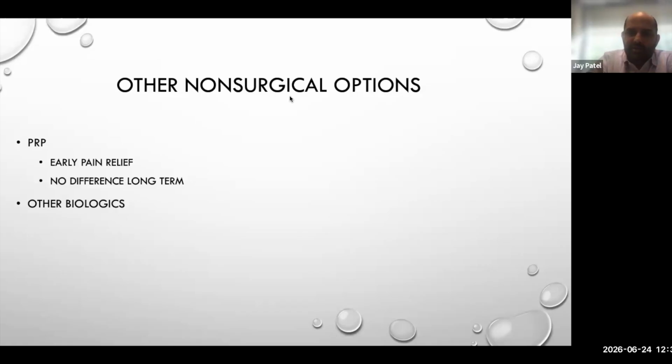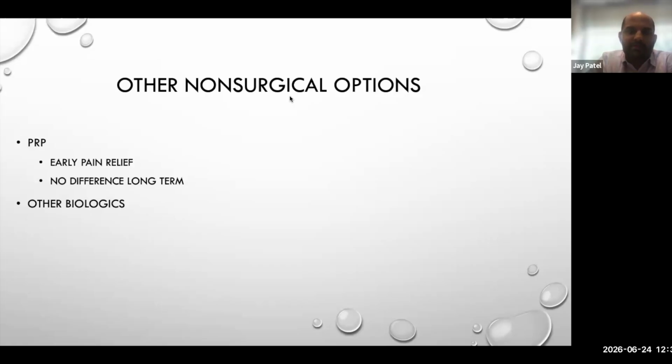There is very little literature supporting PRP injections for ankle ligament injuries. There's some early pain relief. They compared PRP injections versus immobilization and rehab. They had the same results at 24 weeks, but less pain at about 8 weeks. There's no difference in long-term outcome.